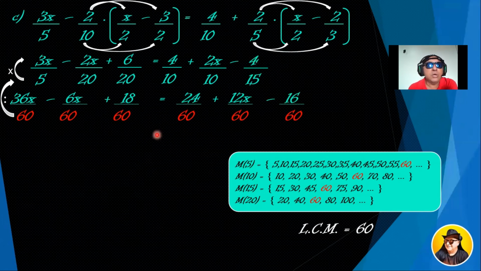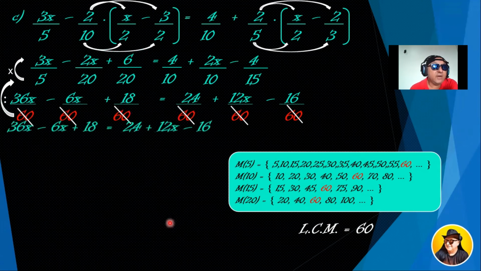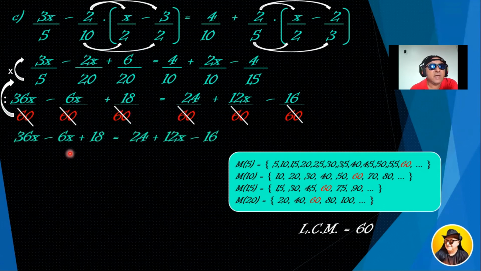All right, so we are going to cross out every denominator because we don't need them anymore. So what remains? The numerators: 36x minus 6x plus 18 equals 24 plus 12x minus 18 minus 16. Okay, so this is a first type equation, type 1.